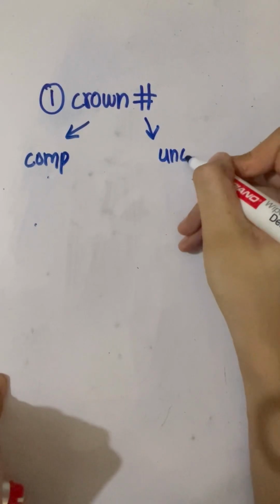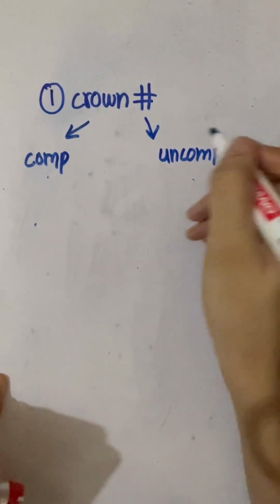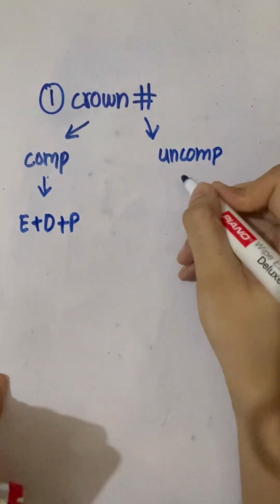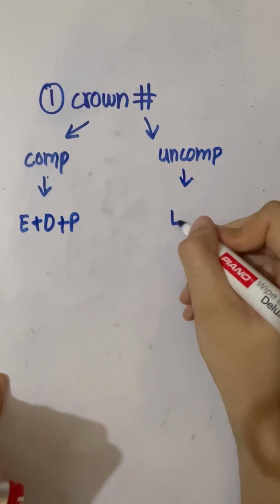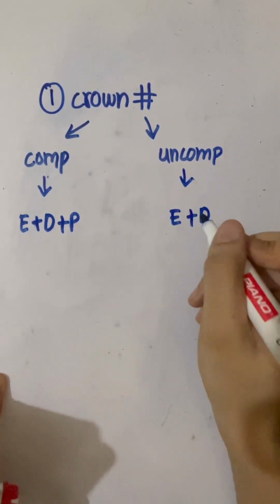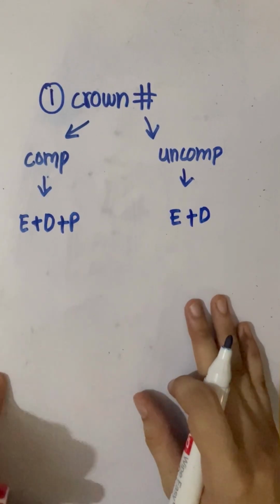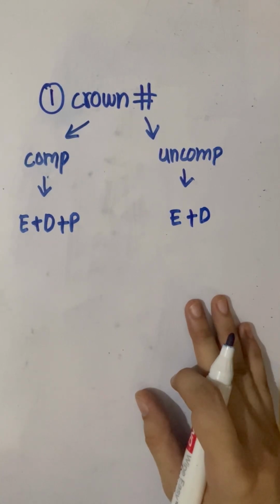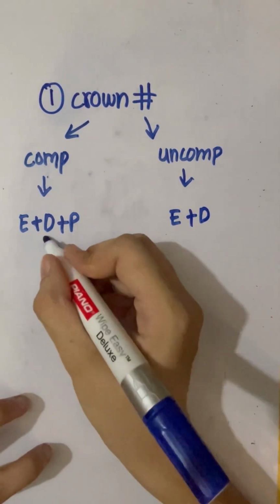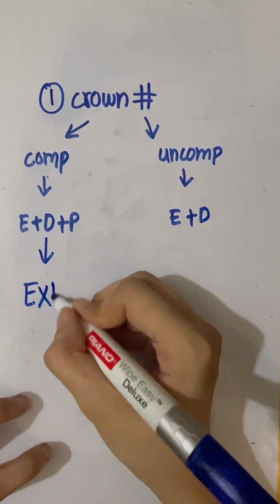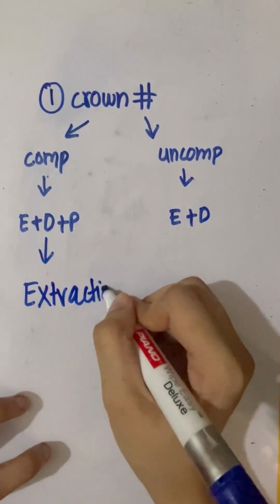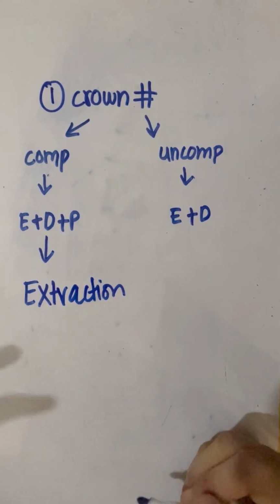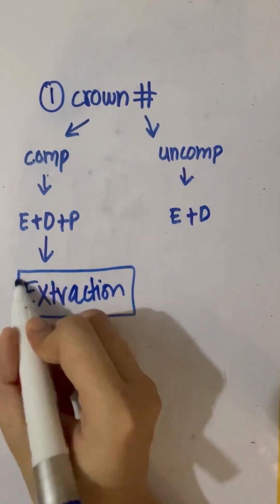What is complicated? Along with enamel and dentine, the pulp is involved. Uncomplicated means only enamel and dentine are involved, without exposing the pulp. Whenever there is a complicated type of injury, the treatment of choice is extraction, because the pulp is involved and you cannot leave it like that. You have to do extraction.